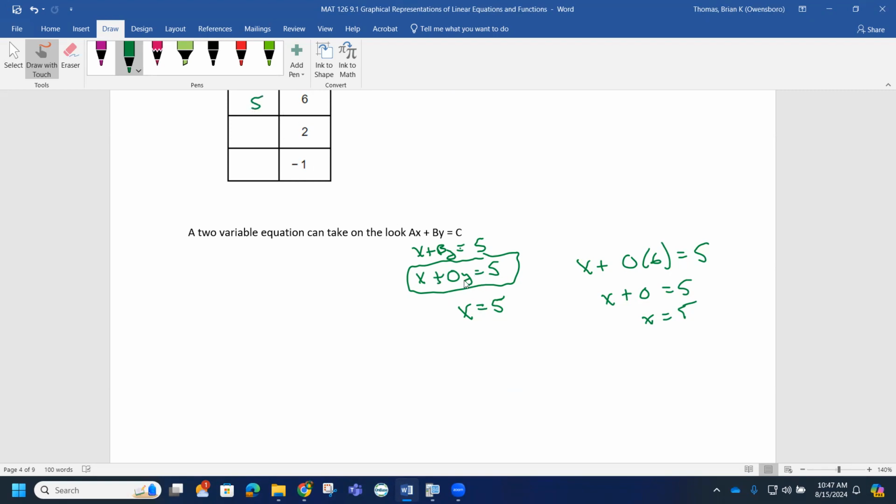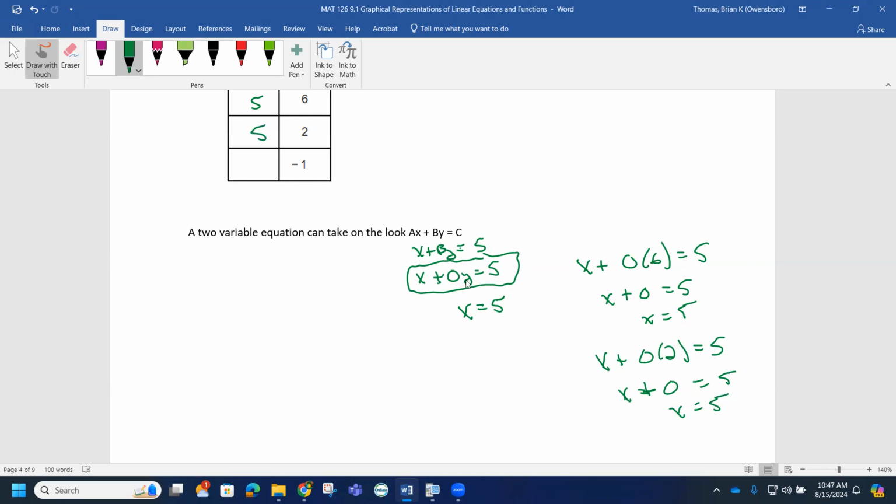Again, you could use this equation right here and substitute 2 in for y. So you could say x plus 0 times 2 is equal to 5. But what's 0 times 2? Well, 0 times 2 would be 0 again. x plus 0 would just be x equals 5. So what are we noticing?